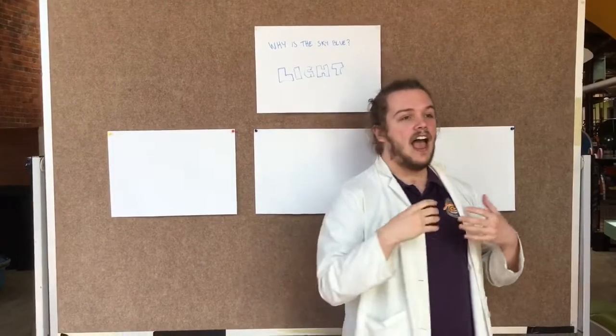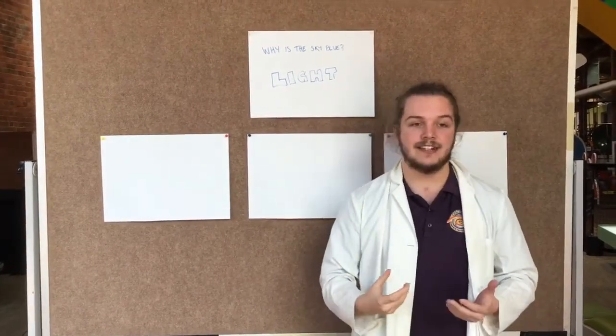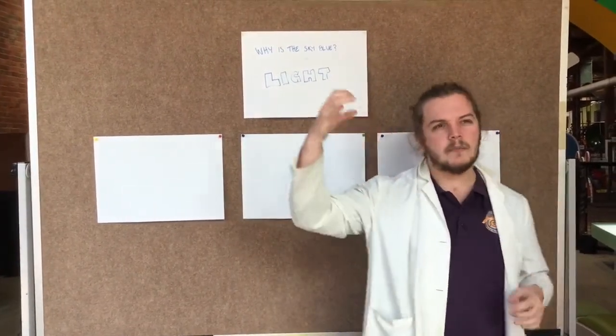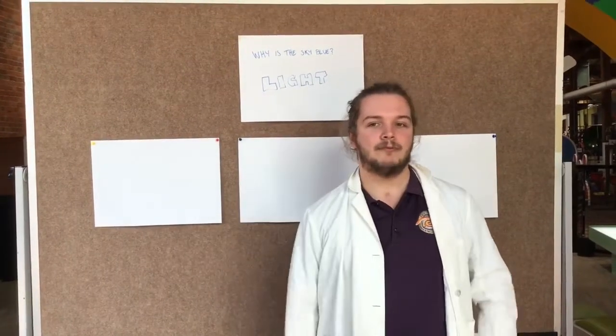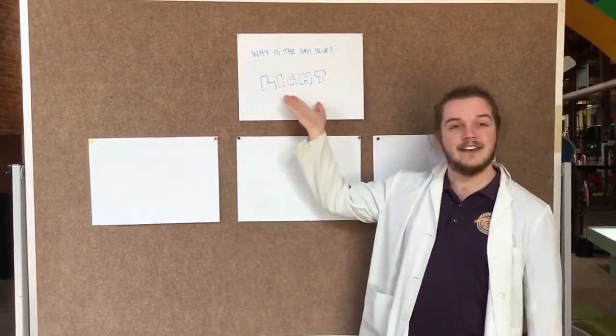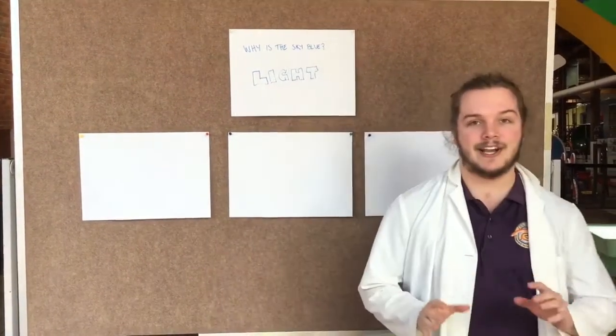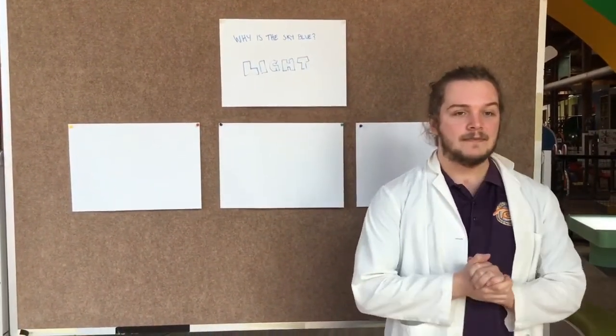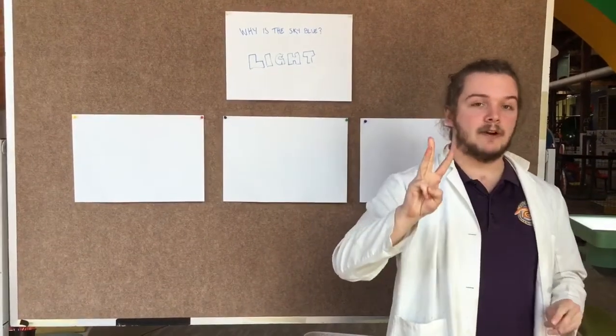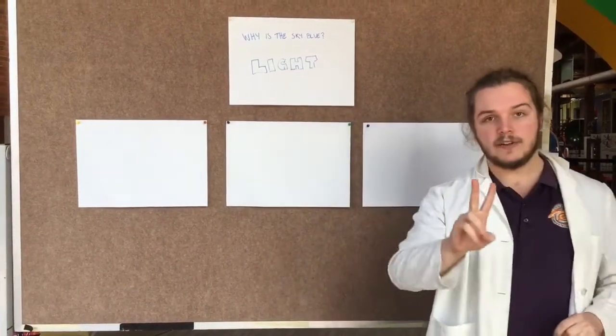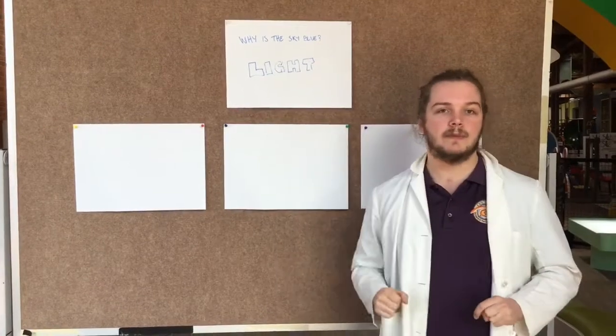So as we'll be asking this question, we're going to need to figure out what passes through the sky, which is of course light. So we're going to look at the properties of light so we can try to figure out why the sky is blue. So today we have 3 experiments planned, 2 physical experiments and 1 thought experiment.